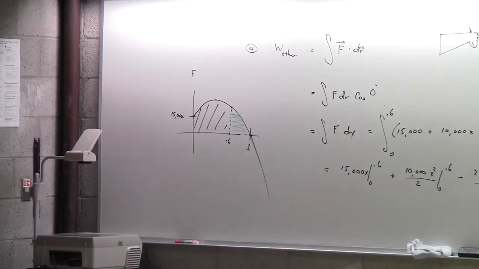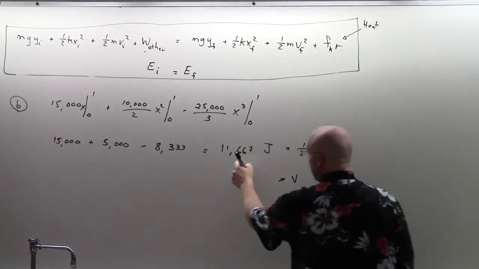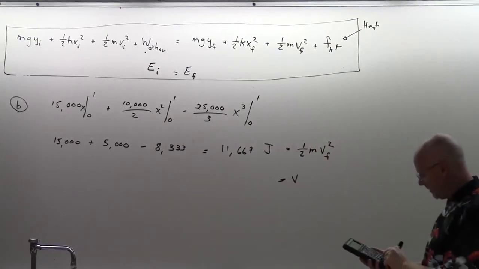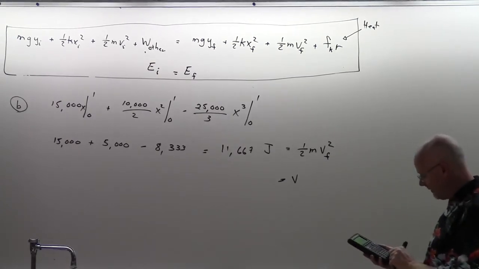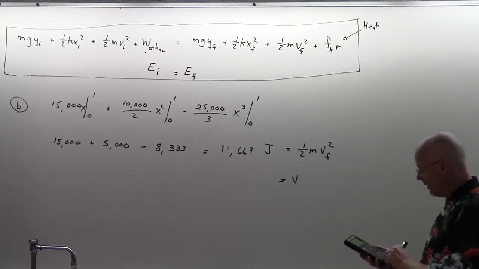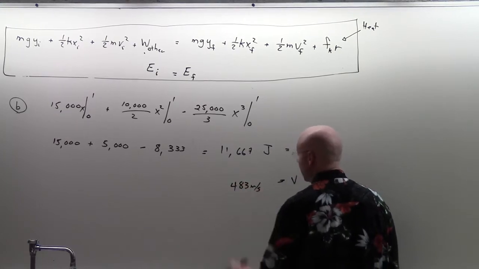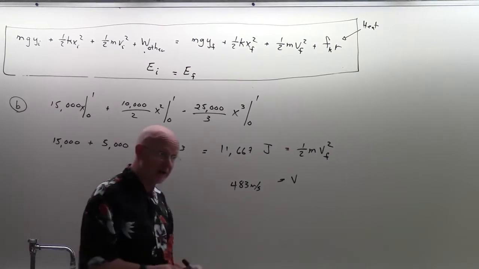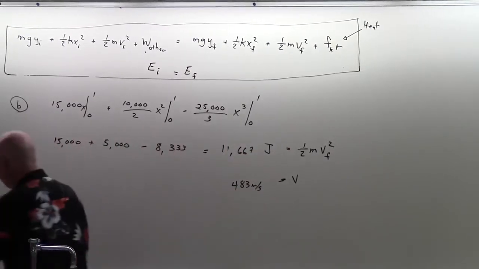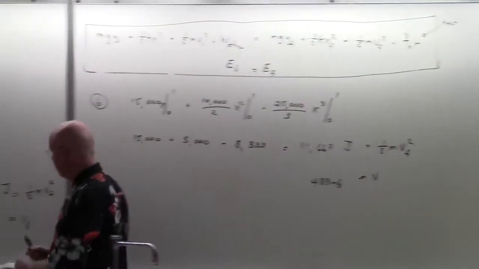Over here, I can do the same logic. I could say this would equal 1/2 v final squared also. Now I have a bigger number here. I have 11,667. So if I multiply it by 2 and divide it by 0.1 and take the square root of all of that, I get a speed of 483 meters per second. So again, notice it is a positive amount of work that does make it go faster. And it is more work than part A. So I would expect more speed here in part B than in part A.